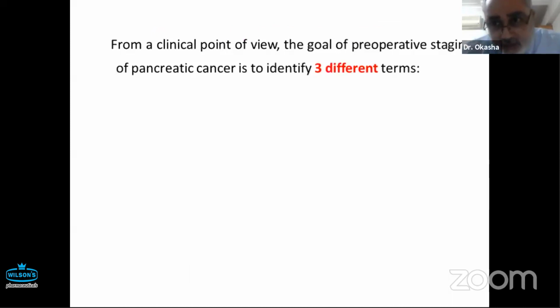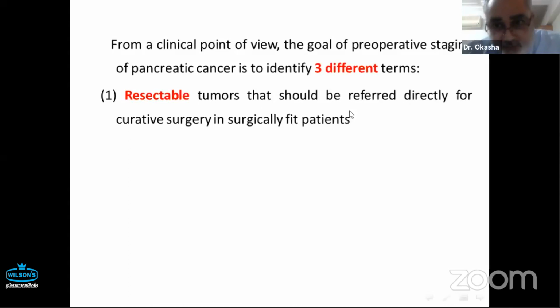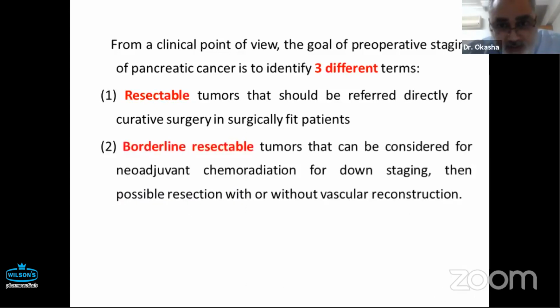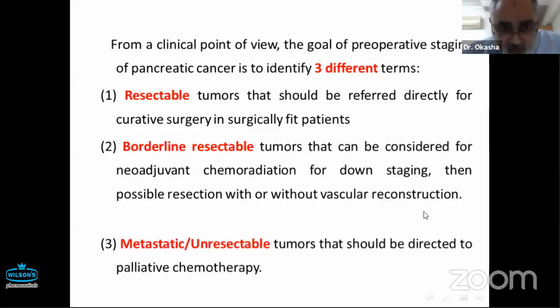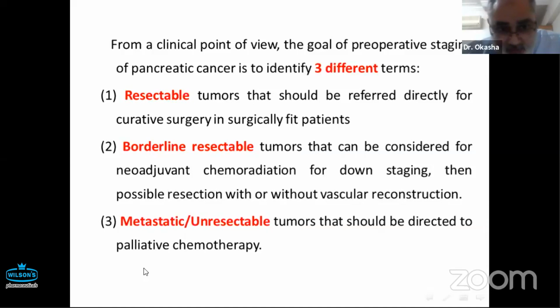After we know the classic TNM staging, it is very important from the clinical point of view to mention whether the mass is resectable, borderline resectable, or unresectable. Resectable tumors should be referred directly for curative surgery in surgically fit patients. Borderline resectable tumors can be considered for neoadjuvant chemotherapy or radiation or both for downstaging, then possible resection with or without vascular reconstruction. Metastatic or unresectable tumors should be directed to palliative chemotherapy.